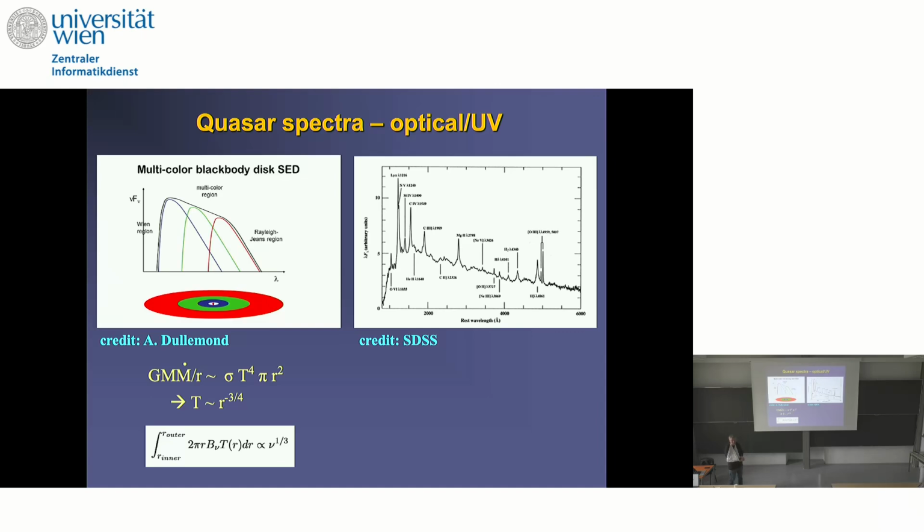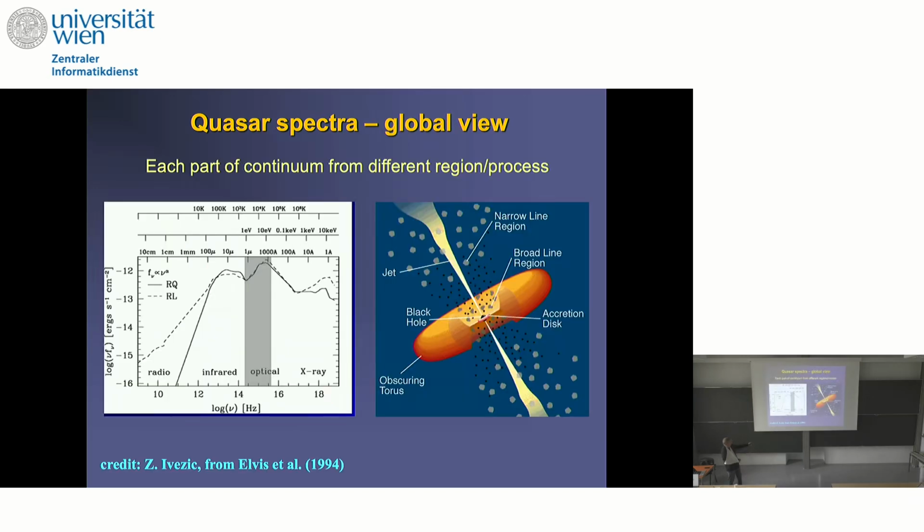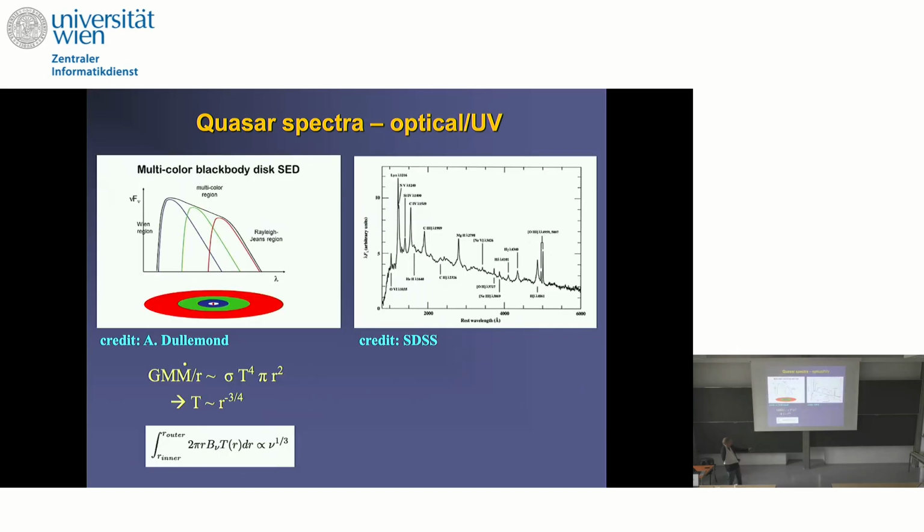That's the rough description of optical and UV emission. The actual spectra of quasars look like that. It's actually consistent, roughly, with this multicolor blackbody summation. It gives you a power law which goes like nu to the 1/3. Then there are all these emission lines that I just described. Now, if you take this spectrum, it's just a factor of 3 or 4 in wavelength in the optical regime.